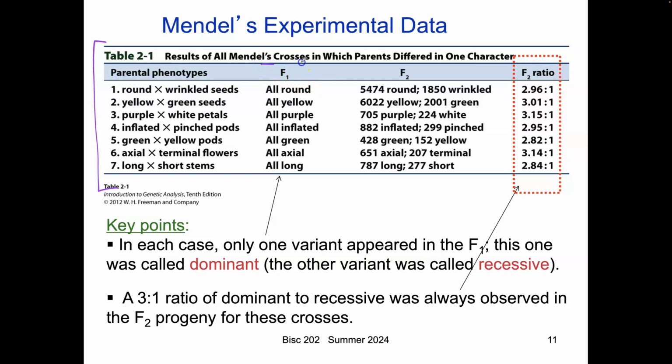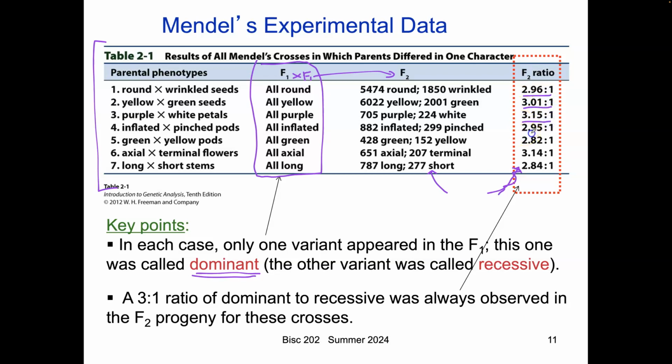And in every case, the F1, remember, which are heterozygous because the parents were pure breeding, had just one phenotype. And so that was called the dominant phenotype or the dominant trait. But the other trait appeared, that's the wrong place to put the arrow, the other trait appeared in amongst the progeny of the F2 if you allowed the F1 to self-fertilize. And you got always approximately a 3-to-1 ratio.